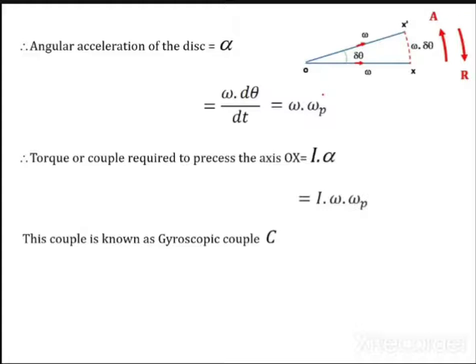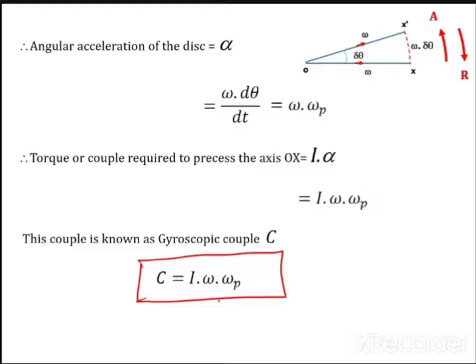So this torque or couple required to precess the axis is called as what? Gyroscopic couple. And this gyroscopic couple is nothing but the active gyroscopic couple and the reactive gyroscopic couple. So it is given by I into alpha. Alpha is nothing but omega into omega p. So that is equal to I omega into omega p. I hope you understand this now. Okay. So the gyroscopic couple is denoted by C is equal to I omega into omega p, and gyroscopic acceleration is nothing but omega into omega p. I hope it is clear to you.